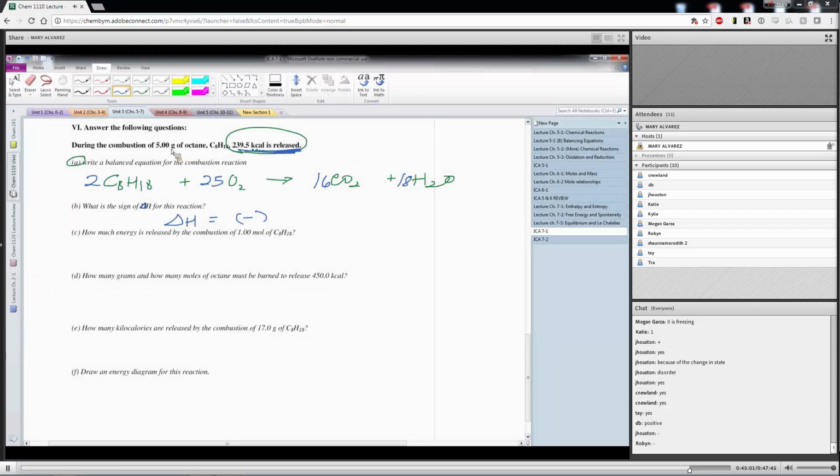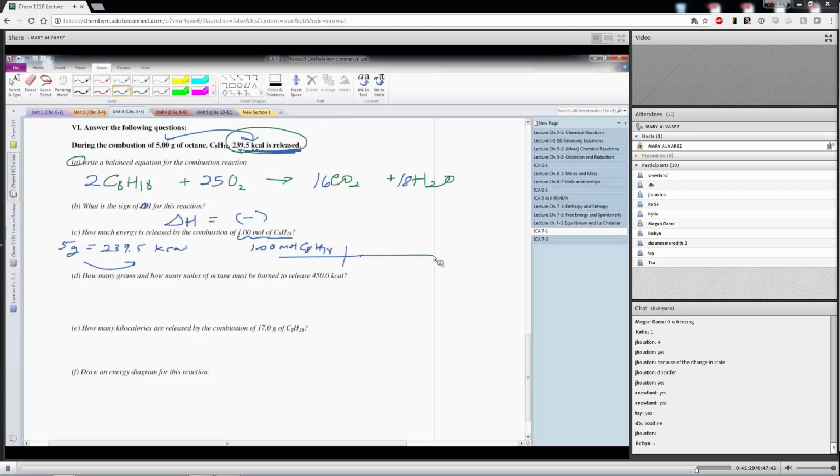I just told you right here, this is information. You know that 5 grams will give me 239.5 kcals. So I want to know how much for 1 mole. Okay, no big deal. I can convert from moles of C8H18 to grams of C8H18, and then I could use this to convert from grams to kcals.